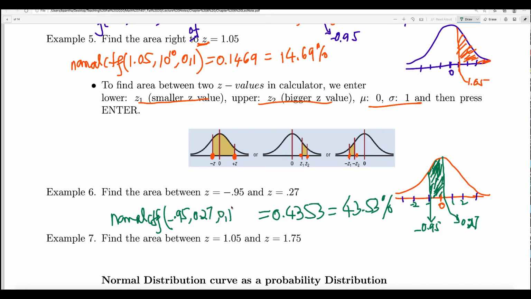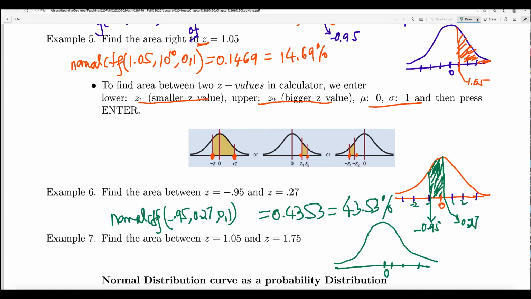So if you do that, that's what you get. Similarly, the last one is find the area between 1.05 and 1.75. How would that look? So this is the G distribution again. Okay, so 0 is in the middle because it is the G distribution. It says 1.05, so 1, 2, 3, somewhere here, right?